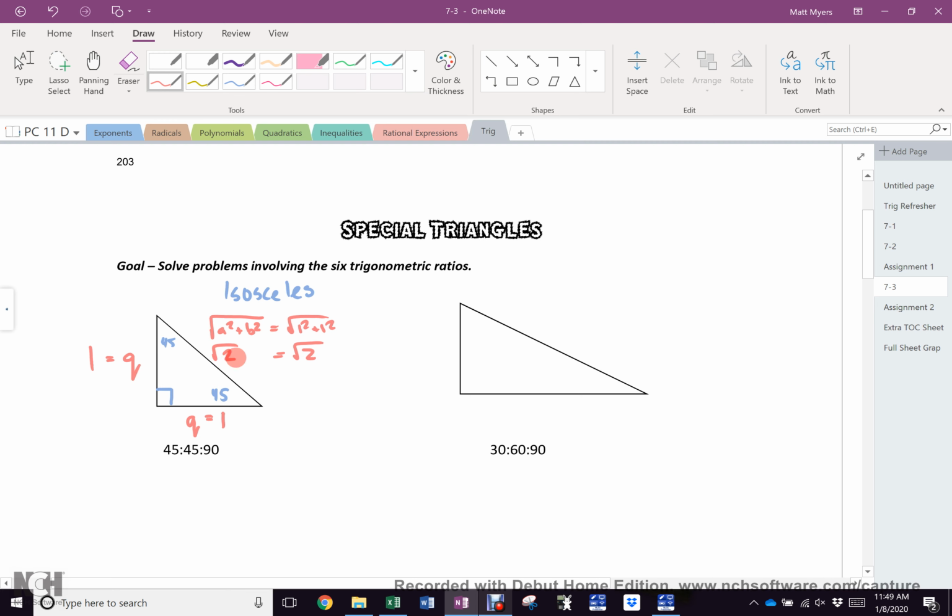Root 2. Now, you people have done enough trig to know, do the lengths of these sides ever affect the size of the angles? No, they do not. So that tells me that if I ever have 45 and 45, these sides are always going to be this. All right? What do you mean always? What if this side was 8? Then what would this side be? 8. Then what would this be?